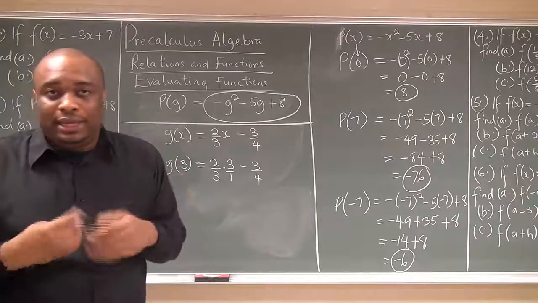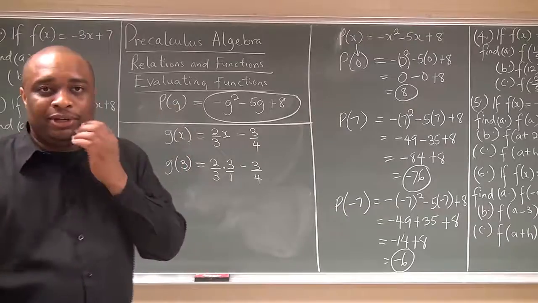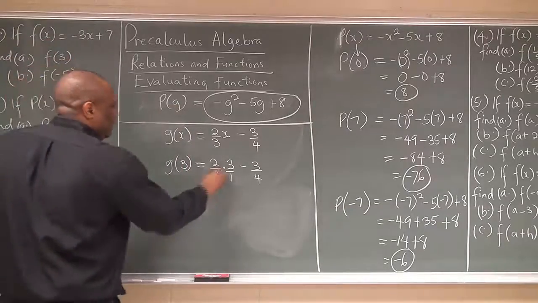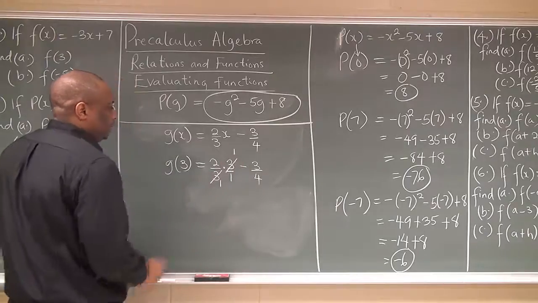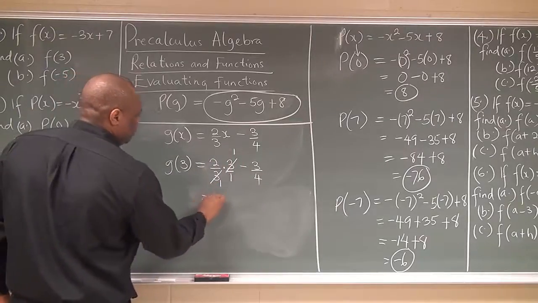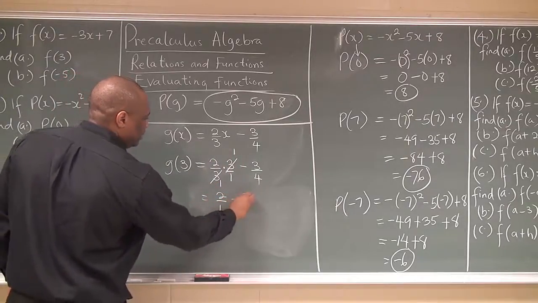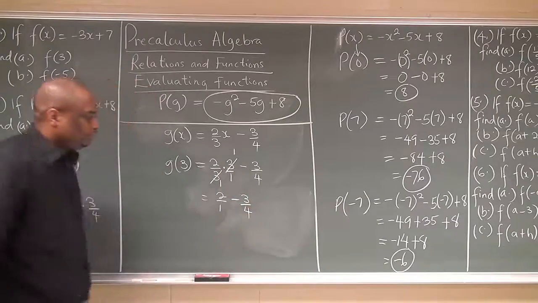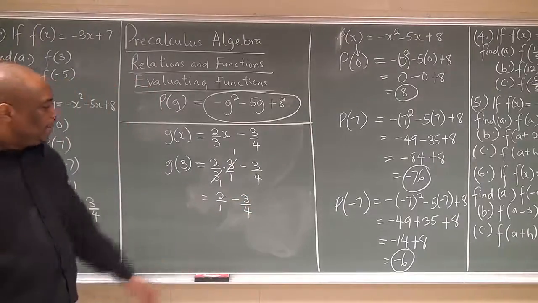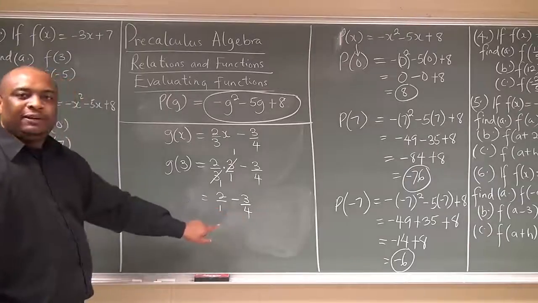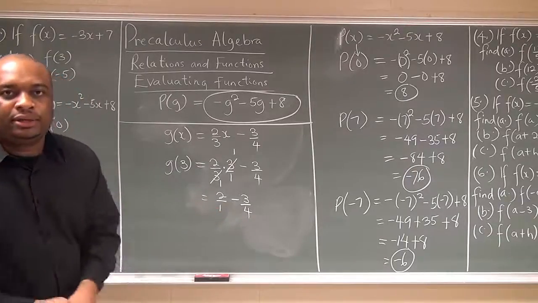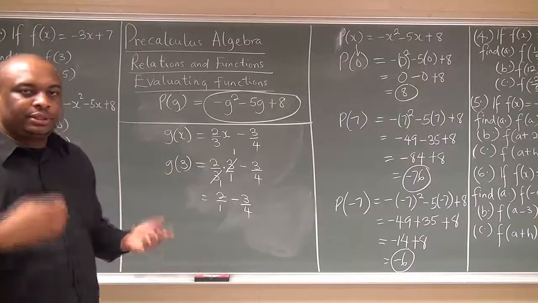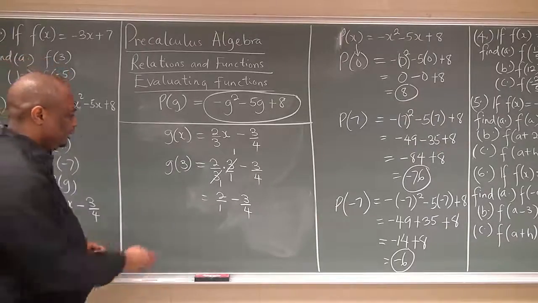Which one do I like? Simplify first, then multiply. So 3 will divide 3 to give you 1. 3 divide 3 here to give you 1. So 2 times 1 is 2. 2 over 1 minus 3 over 4. Okay? And let's find the equivalent fraction so that we can subtract it. Okay? I've done videos on subtracting fractions. You might need to view it to know it.